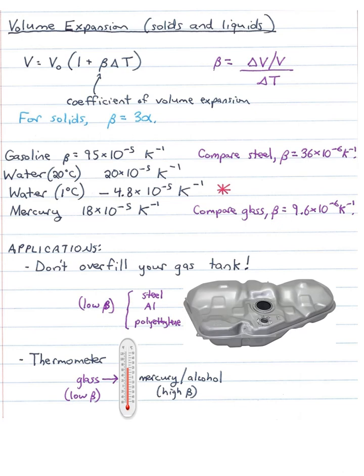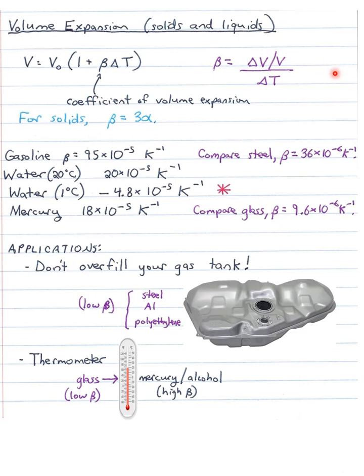For solids, beta is equal to 3 times alpha. That has to do with the three-dimensional nature of this, and it takes about half a page of algebra to go through and prove that, but it does come out to be 3 alpha. It's something you can look up in a table as well. Over to the right, I've drawn in purple the equation as it's given in the book, that beta is the change in volume divided by initial volume divided by change in temperature.